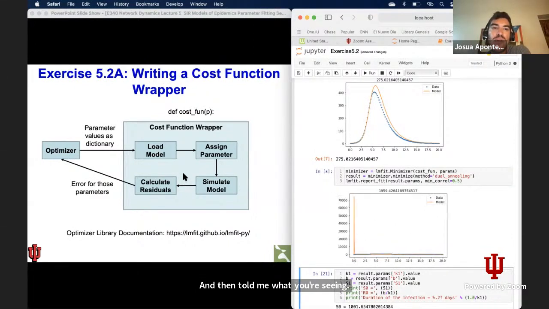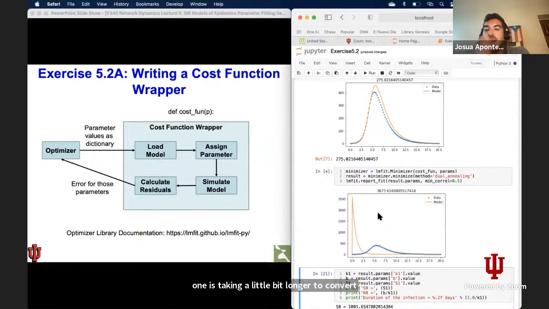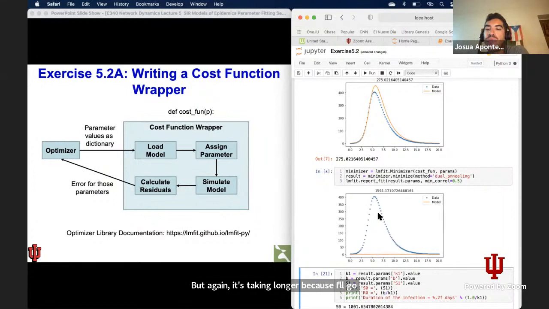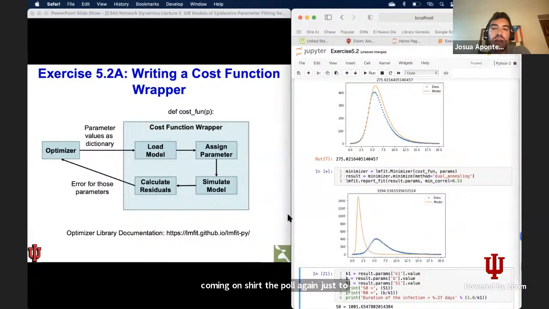So here again, what we're doing is trying different optimization methods. You see that this one is taking a little bit longer to converge, but again, it's taking longer because the algorithm is designed to explore the space thoroughly and try to avoid minima that are not the best minima or the best solution. I'm going to share the poll again just to see whether people are running their own versions.